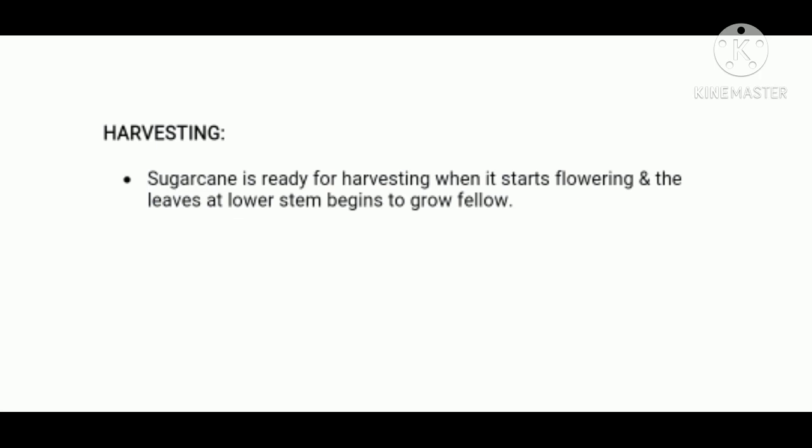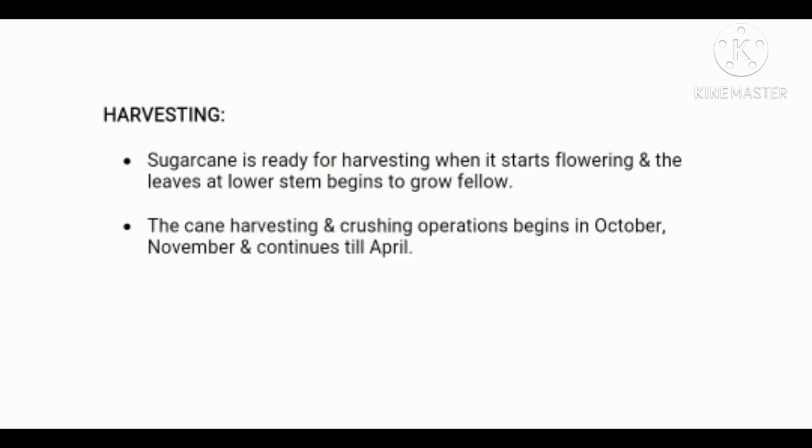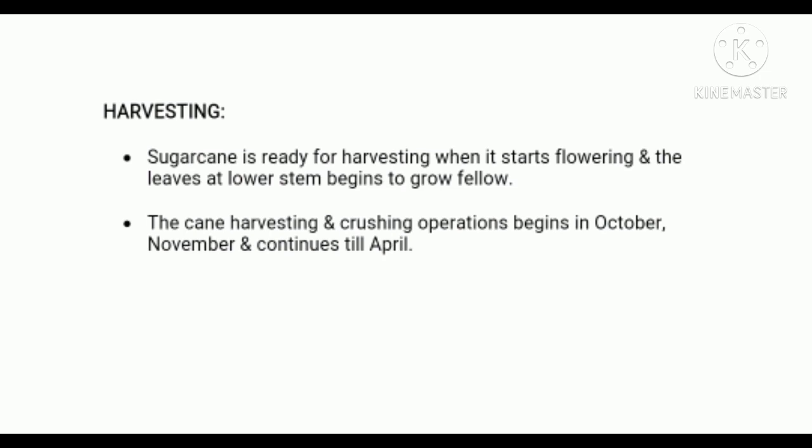The crop is then cut by hand. The cane is cut as near as possible to the ground because the greatest accumulation of sugar is at the base of the cane. The cane harvest and crushing operation begins in October-November and continues till April.